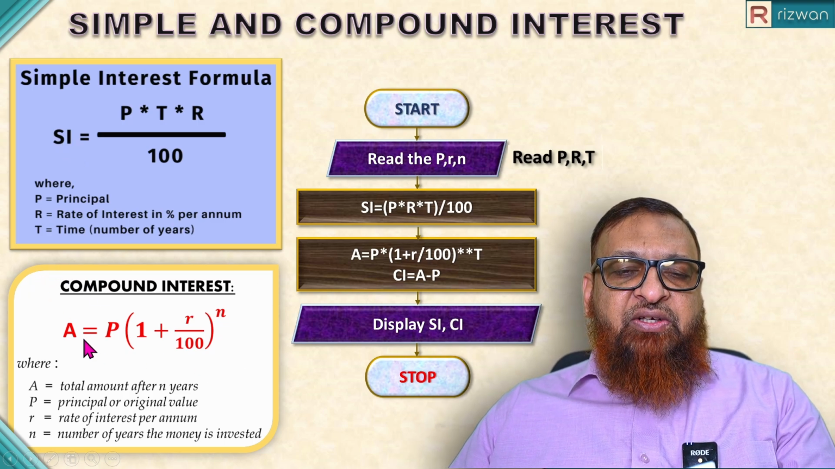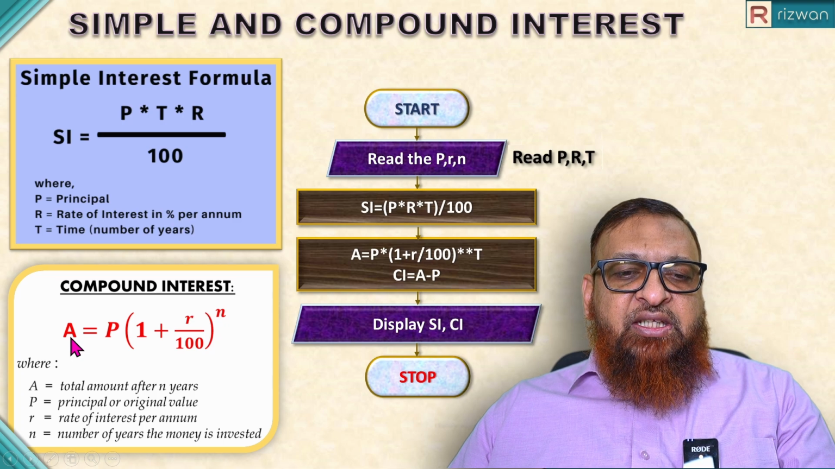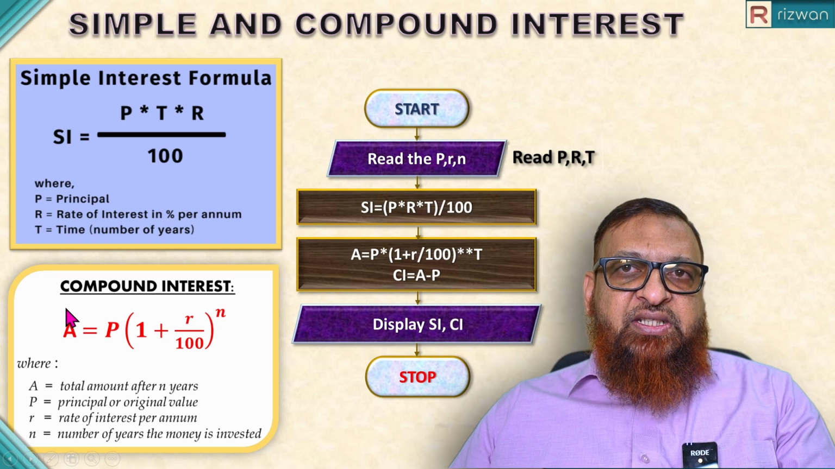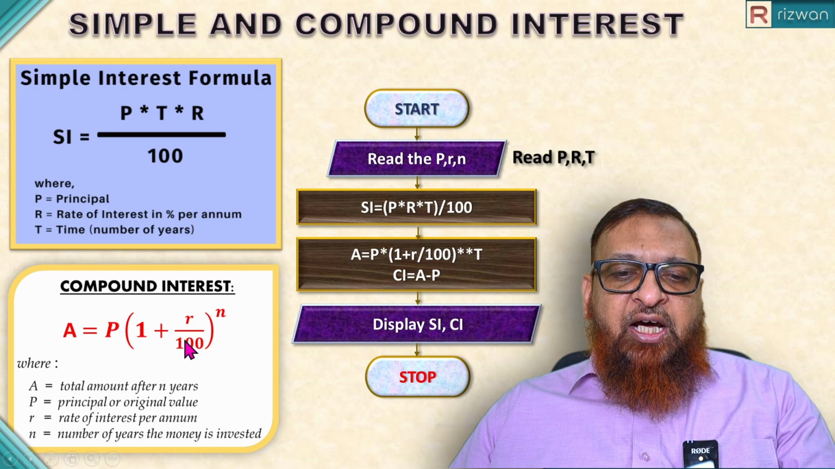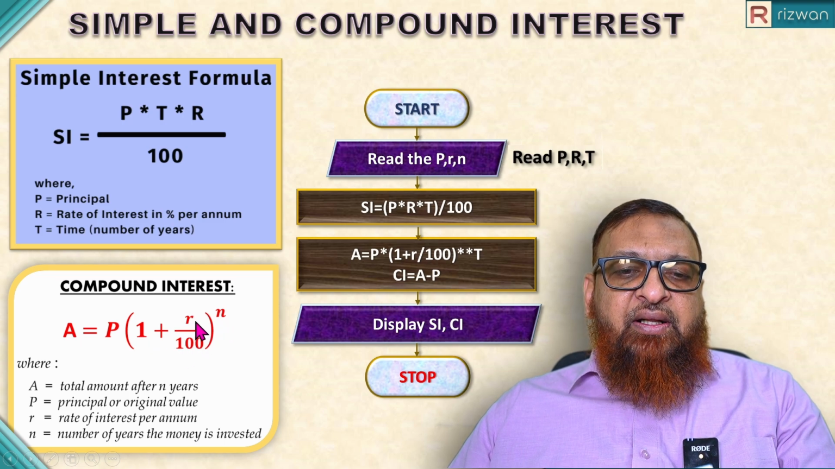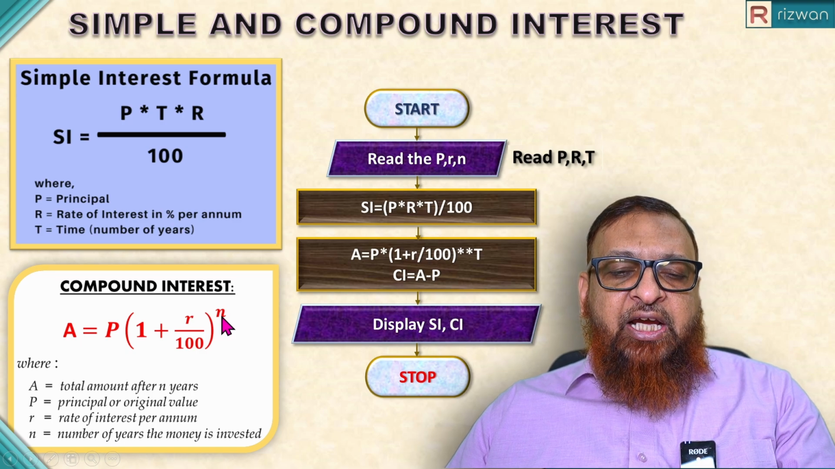Compound interest formula is given by A. A is nothing but, this is not a compound interest. A is what? Total amount you have to pay. Total amount including interest, principal and interest what we are going to pay is given by P, the principal, into 1 plus R by 100 to the power of N. R in the sense rate of interest. Okay. N is nothing but T here, the time in years.